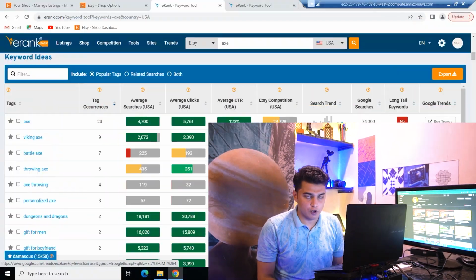Today we are going to discuss the ERANK product keyword criteria, like what are the best keywords and on which criteria you should measure the keyword to know whether it is good for your listing or not. So let's get started. Let's move on to the screen.